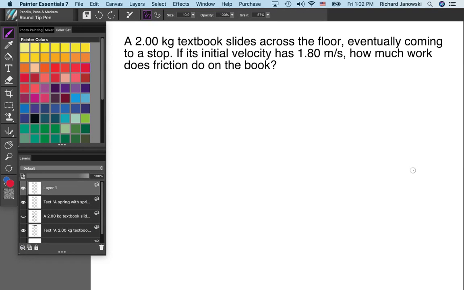So we're going to have a 2 kilogram textbook sliding across the floor, eventually coming to a stop. If its initial velocity, that shouldn't be has, it should be was, 1.80 meters per second, how much work does friction do on the book?